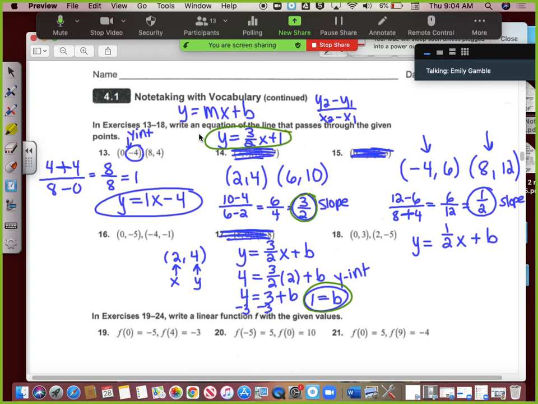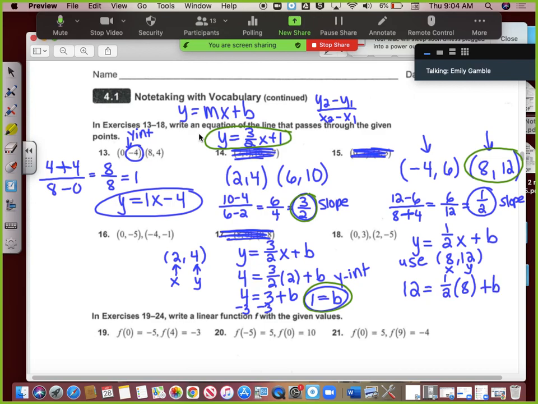Then what I do is I choose a point. I can either use -4, 6 or 8, 12, and I replace those numbers in for x and y. Looking at these 2 points to choose from, I would most likely want to go with this one just because everything is positive. So I'm going to be using 8, 12. When I use 8, 12, I'm going to be replacing 8 in for x and 12 in for y. So instead of y equals 1/2 x plus b, it's going to say 12 equals 1/2 times 8, and then plus b.